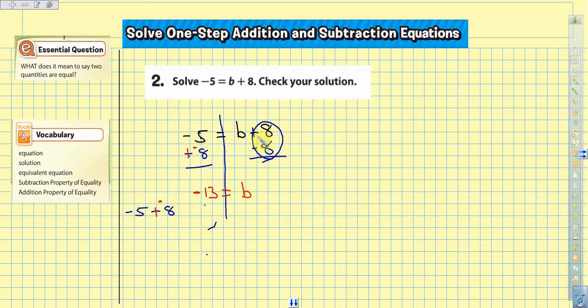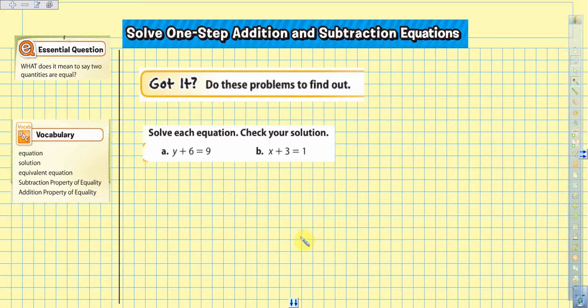Okay, so now you're going to test it. Does a negative 13 plus 8 equal a negative 5? Or I could write it the other way. But does a negative 13 plus 8 equal a negative 5? Okay, and yes it does. Therefore that is true. Okay, so go ahead and work on these two problems and then answer them and come right back.